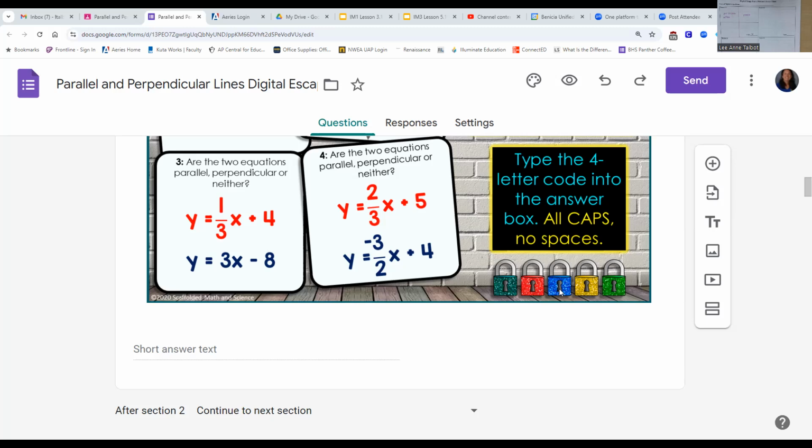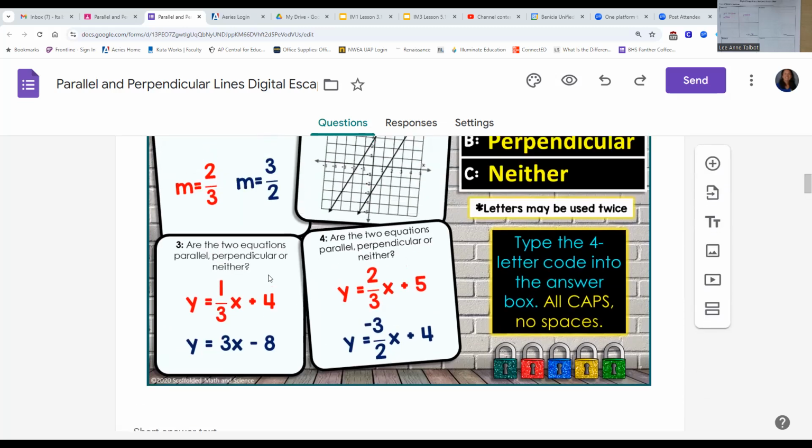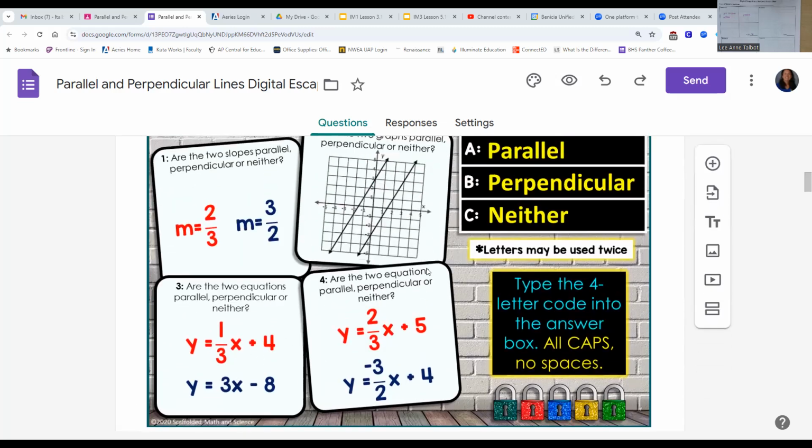Okay, so knowing that, look at the fourth one. Are those the same slope? Hold on, I'm asking a question. Are those the same slope in number four? You're saying 2/3 is the same thing as -3/2? No. I said, are they the same? No. Okay. Now, are they opposite reciprocals? Yes. Okay. So number three is neither. Number four is perpendicular.